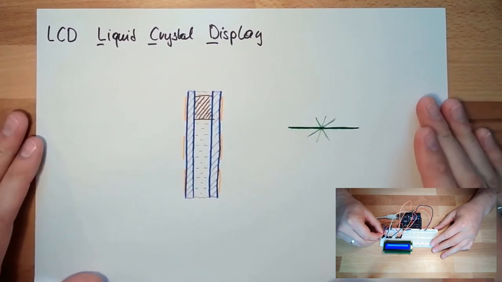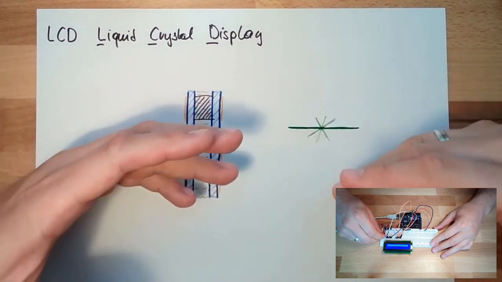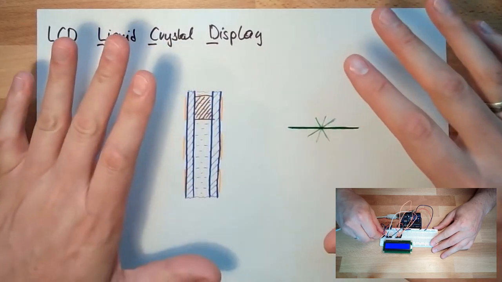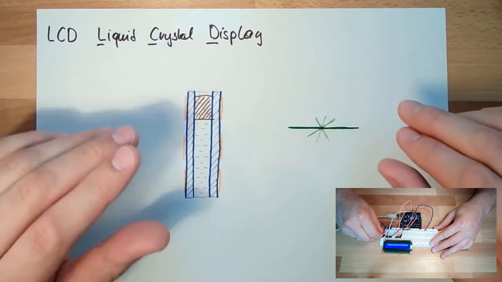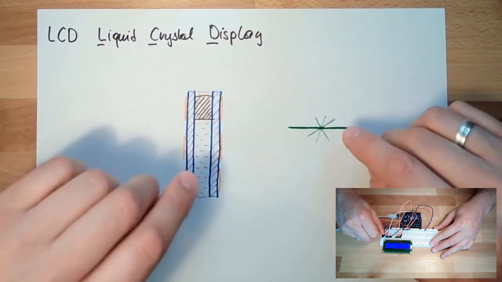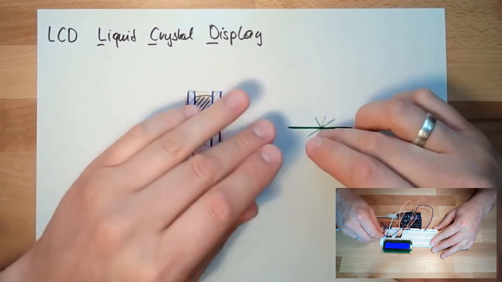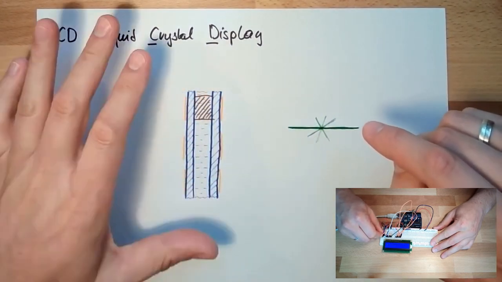Okay? But it still looks like light. I don't see this polarization. I cannot see it. Okay? Maybe it's a little bit darker because I don't have the total amount. Okay?